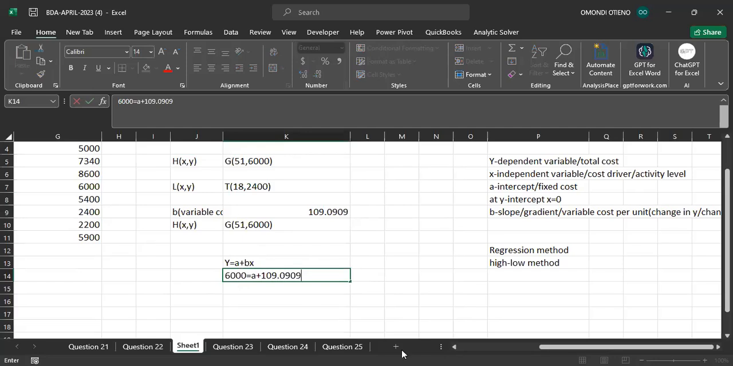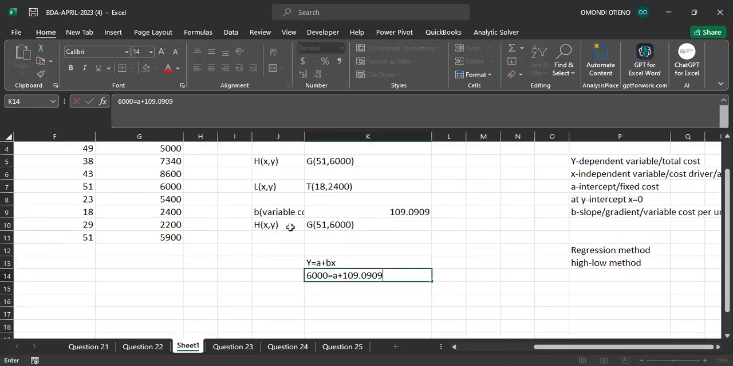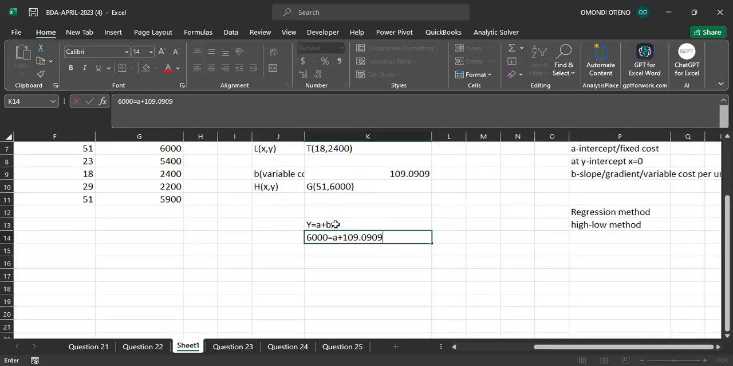X is the activity level. Do we have the activity level? From column X, we have the activity level. So when the value of Y is 6,000, what will be the value of X? Since we've decided to pick the highest values pair, when Y is 6,000, X is 51. And we are saying it is BX, that is B times 51. If you look at our equation here, we've eliminated everything and we only have one unknown.